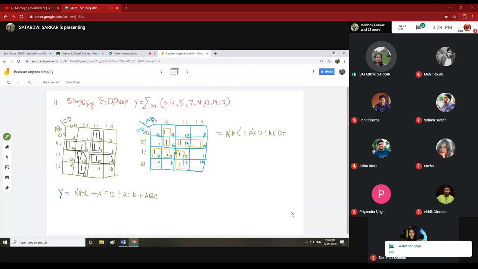This is column wise, so the values of A and B are not changing, so we can write AB. Then we see the values of C and D. Which one is changing and which one is not changing? C is not changing, so we can write C here. But D is changing.